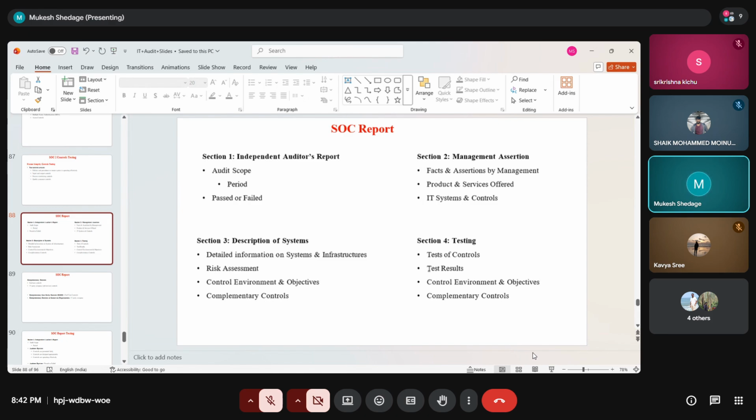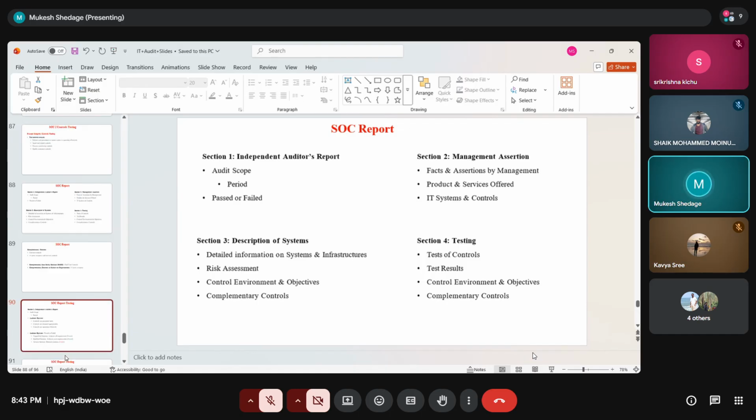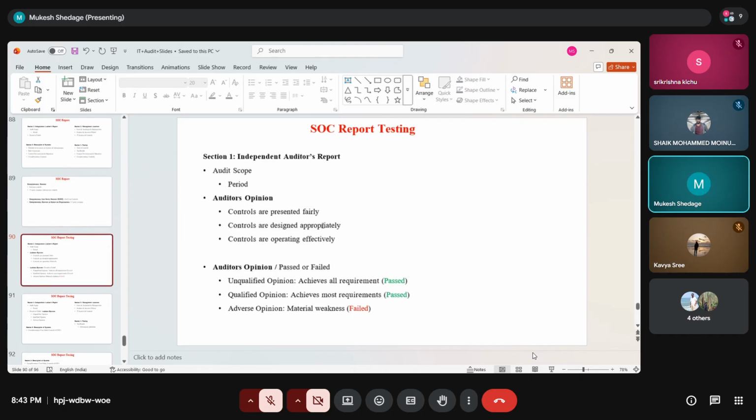I have shared it in the group. Yes, okay. You can see in that what I have mentioned. According to this format only, we will prepare a SOC report. Just go through it. If you have any doubt, tell me.